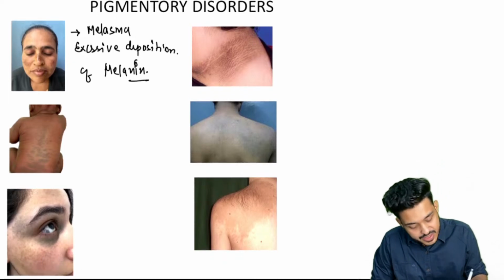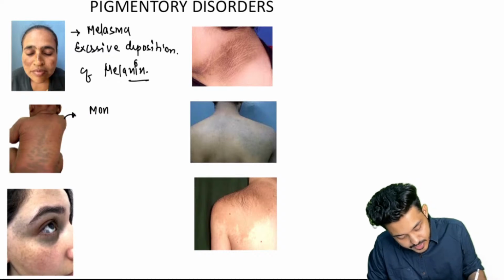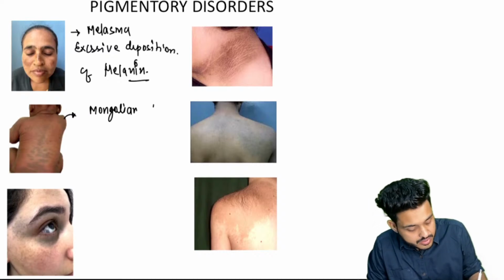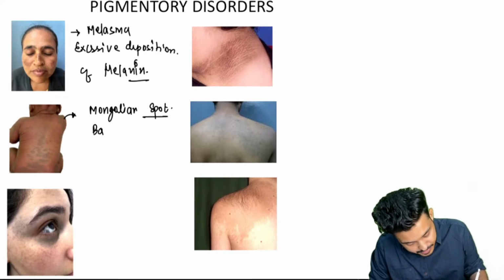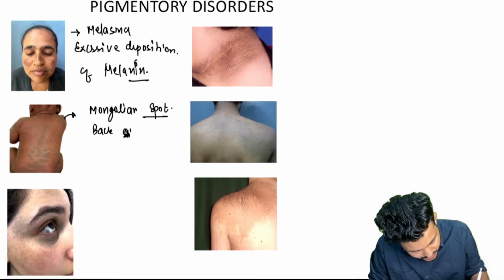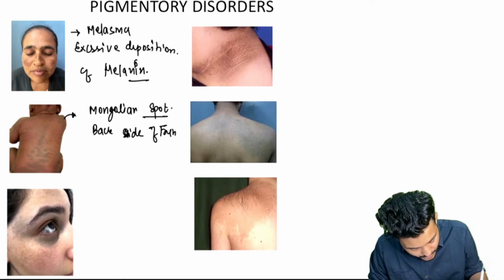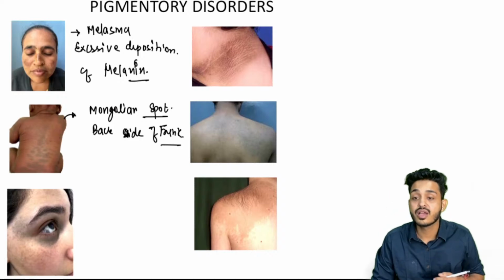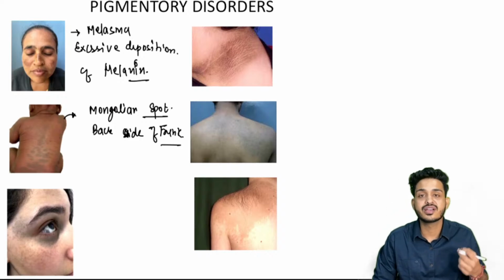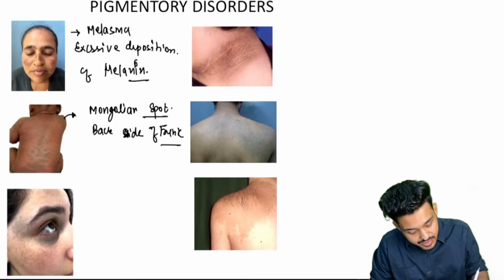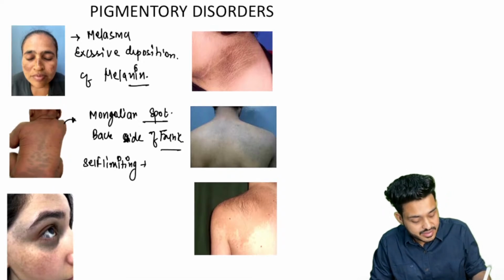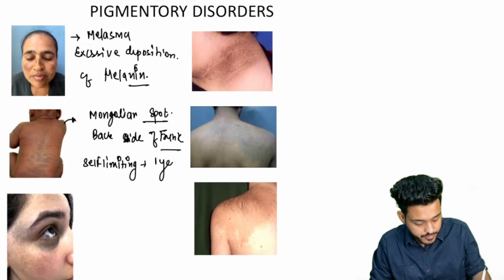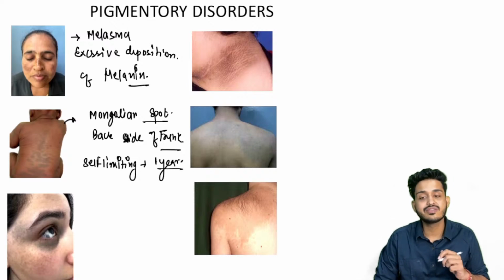Okay, this one is your Mongolian spot. This can be asked from pediatrics also. This is your Mongolian spot, generally seen on the back of the baby, on the back side of the trunk, and it is a self-resolved condition. It is a self-resolved condition, guys. So it will be self-limiting. In how much time it will be cured? That is approximately 1 year. It will be resolved within a year.